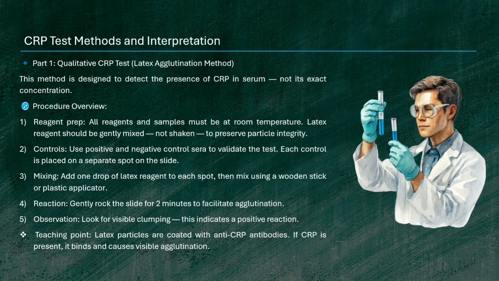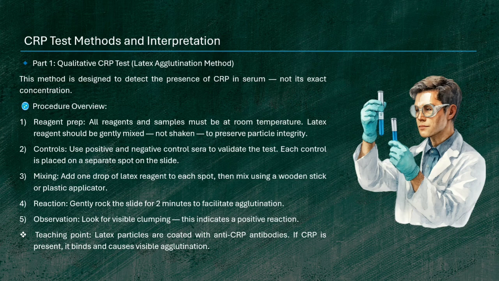3. Mixing. Add 1 drop of latex reagent to each spot, then mix using a wooden stick or plastic applicator. 4. Reaction. Gently rock the slide for 2 minutes to facilitate agglutination. 5. Observation. Look for visible clumping. This indicates a positive reaction. Teaching point: latex particles are coated with anti-CRP antibodies. If CRP is present, it binds and causes visible agglutination.